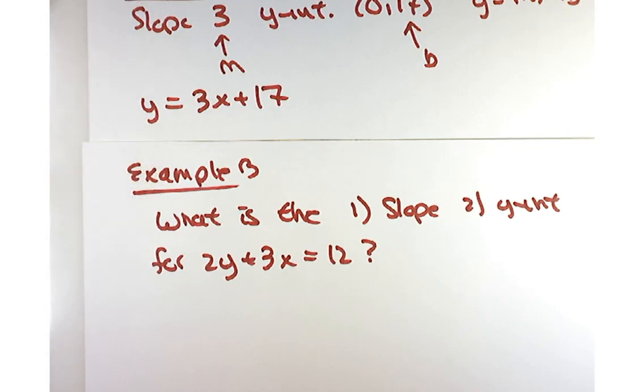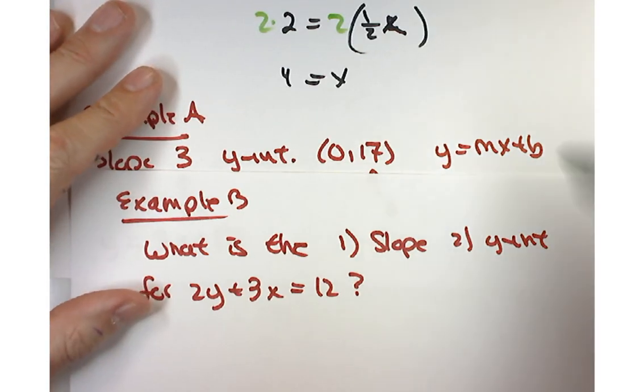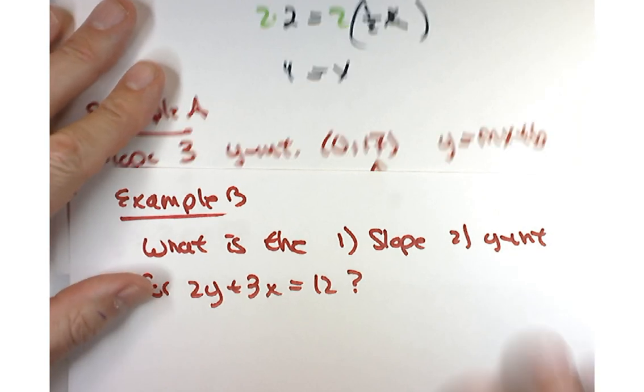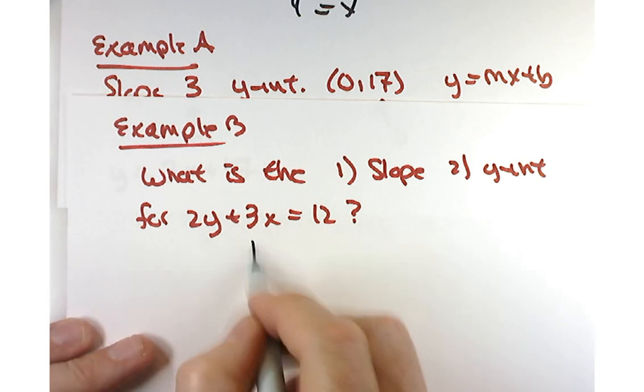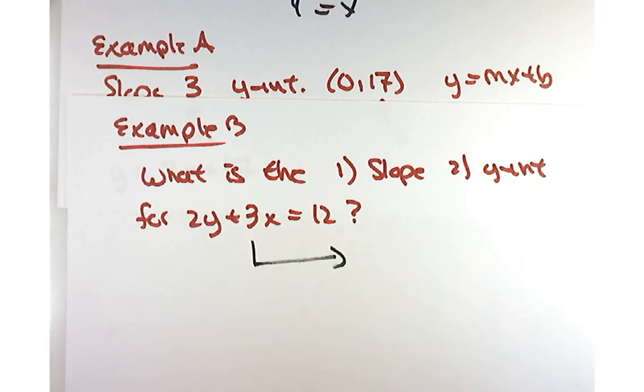Well, you can't just go, oh, the slope is 3, the y-intercept is 12, because the equation is not in the right form. You've got to play with that equation just a little bit, get it in the right form. So what steps do I need to do to make it look a little bit more like that? What would you do? Move the x to the other side. All right, let's move the 3x to the other side.